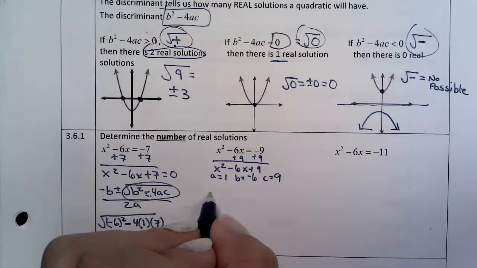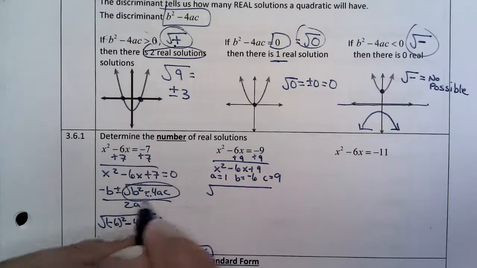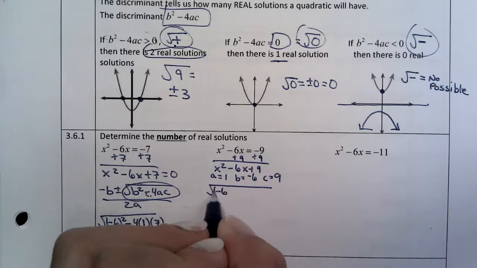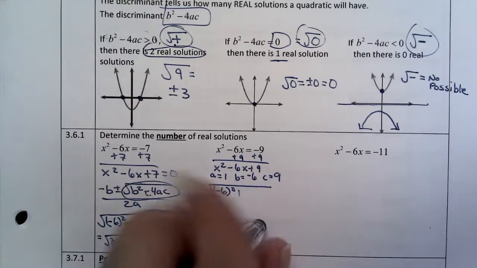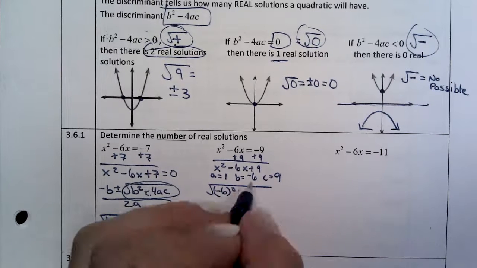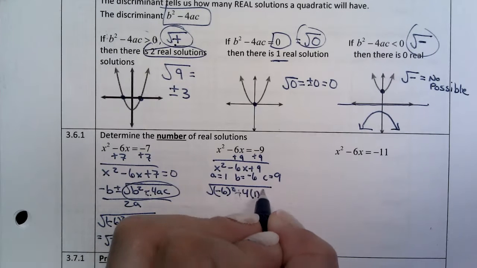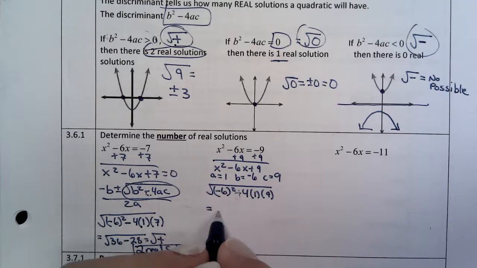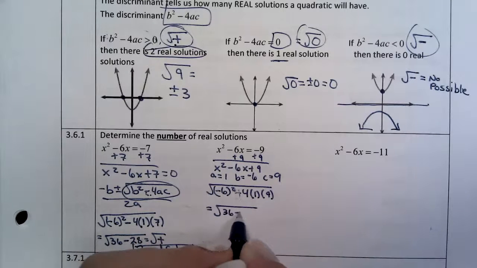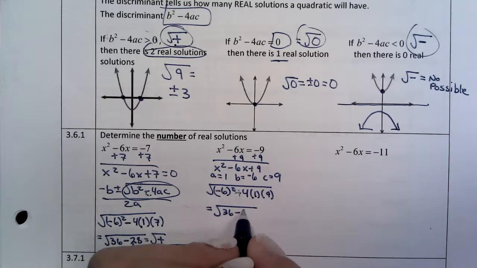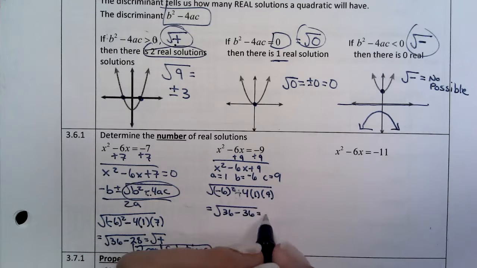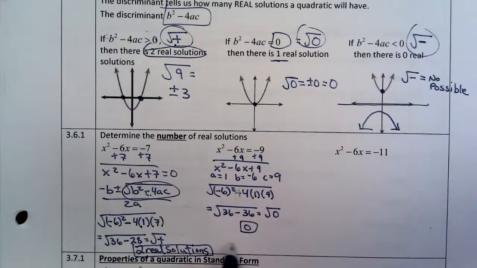Now I'm going to do my quadratic formula, but I only need that piece under the radical. So I'm going to have negative 6 squared minus, not plus, minus 4 times a times c. So negative 6 squared is 36. 4 times 1 is 4, times 9 is 36. So that gives me the square root of 0, which is just 0. So there's one real solution. I'm only getting one answer when I take the square root of 0.